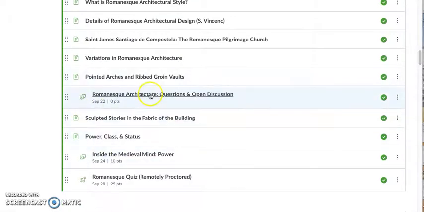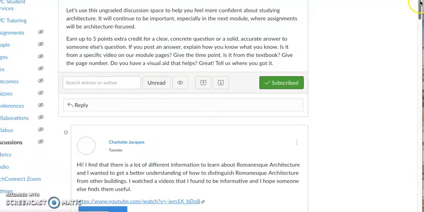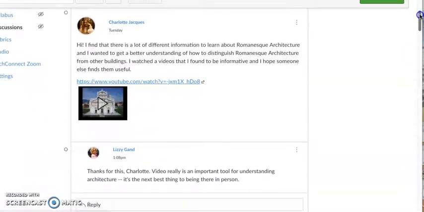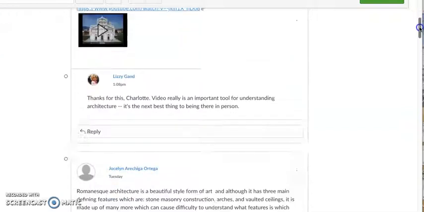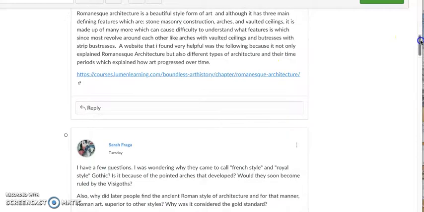So if you haven't looked yet at the questions and open discussions, I hope you will do that, because a lot of people were very generous with their time, their resources, their thinking, such as Charlotte offering a video. And videos are absolutely helpful, because architecture is a four-dimensional experience. 3 dimensions of space, but also the dimension of time. Being there in person is the best way to learn about it, but if you can't, videos are a good second. So a number of folks gave you links to resources that can help on that.